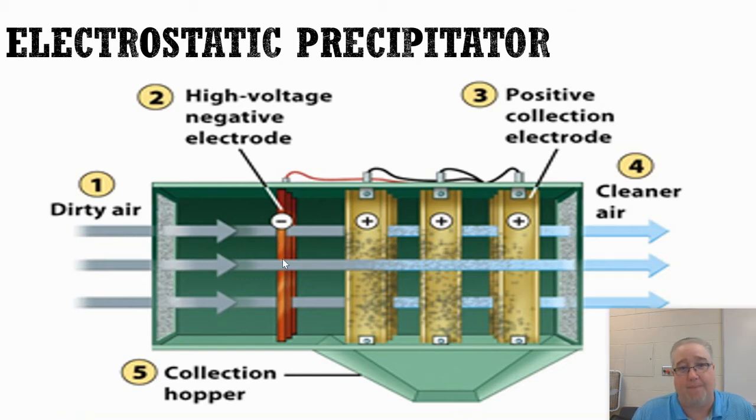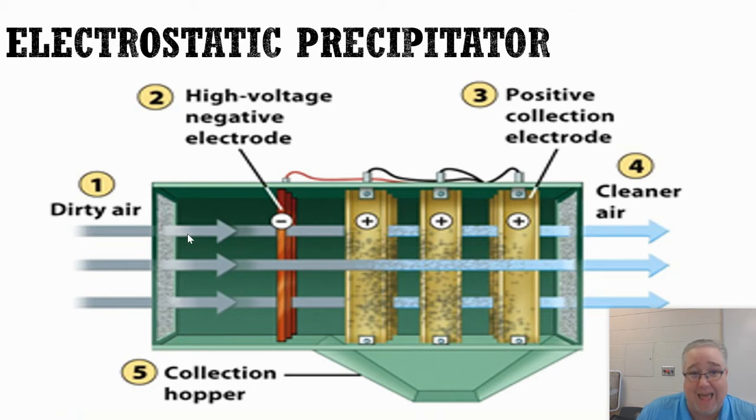Now, in this case, what happens is that dirty air that flows through comes in contact with a negatively charged electrode. What this electrode does is it gives these particulates a negative charge. So when they pass through, there are these collecting devices, but these are positively charged.